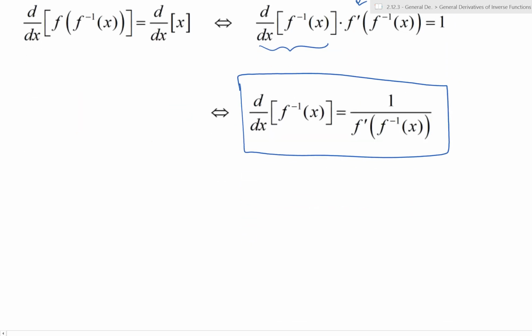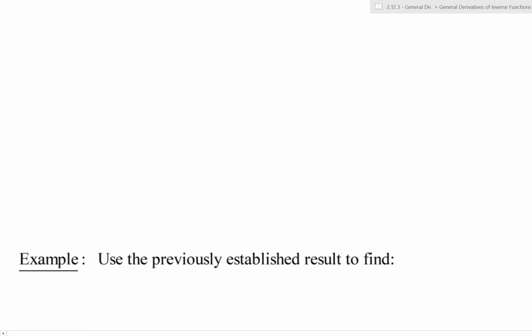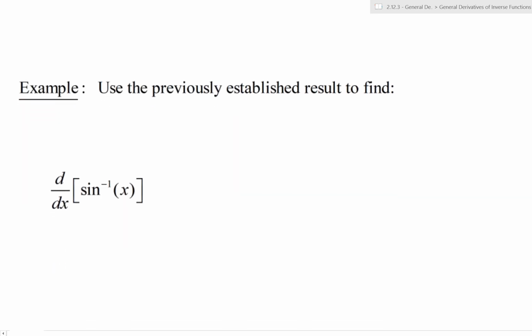So we should see it in action. Let's see it in action here. Let's use that result that we just established to determine the derivative with respect to x of the arc sine of x, or sine inverse of x. Just so we have it on screen, remember the derivative with respect to x of some invertible function, f inverse of x, is 1 over f prime of f inverse of x.